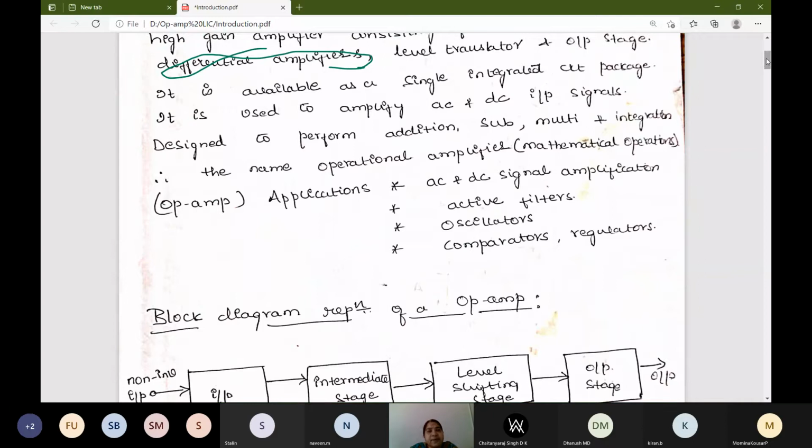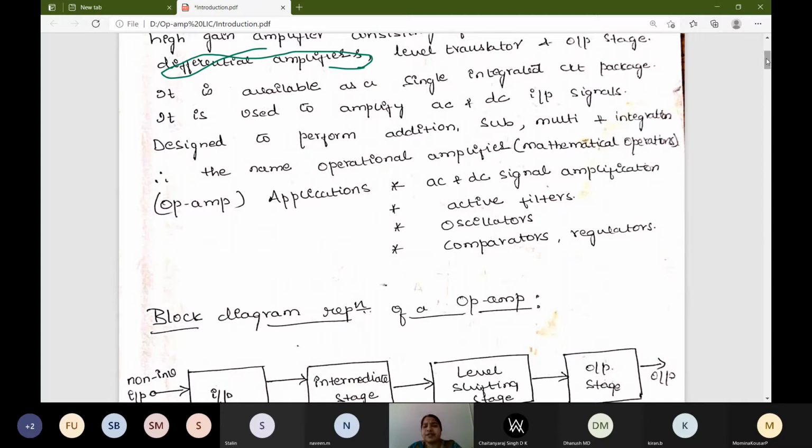Both input signals will be amplified by this op amp, and it can do addition, subtraction, multiplication and integration. All this you have in your lab experiments. So it is called operational. So what is amplification? Amplification means increasing the amplitude of the signal. If it is at 2 volts, it becomes 4 volts, 6 volts. In that way we can increase the amplitude of the signal.